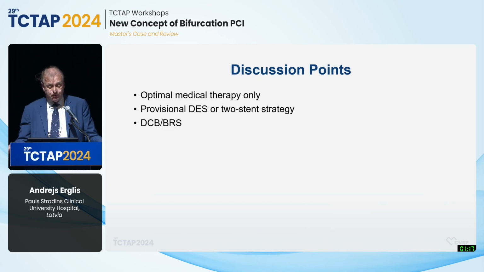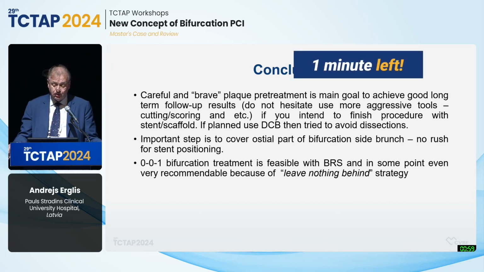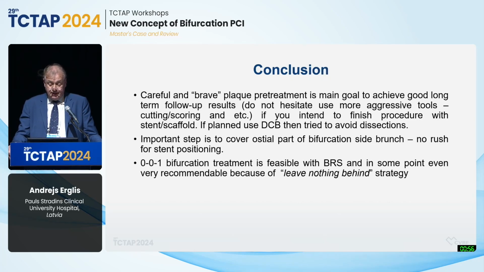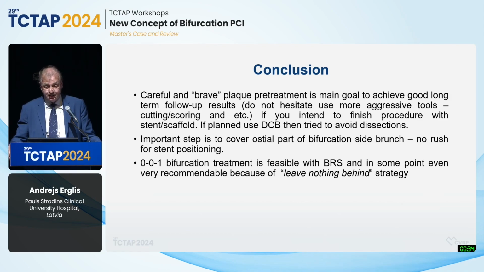And for the discussion points, of course, I want to put forward optimal medical therapy only, provisional stenting or a two-stent strategy, and DCB or BRS in the meantime, especially in the future. In conclusion, careful and brave plaque modification is the main goal to achieve a good long-term follow-up result. Of course, do not hesitate to use more aggressive tools: cutting, scoring, now IVL, and others, but only if you intend to finish the procedure with a stent or scaffold. And if planned, use DCB, then try to avoid dissections, and that's what I see very well in this LAD diagonal case.